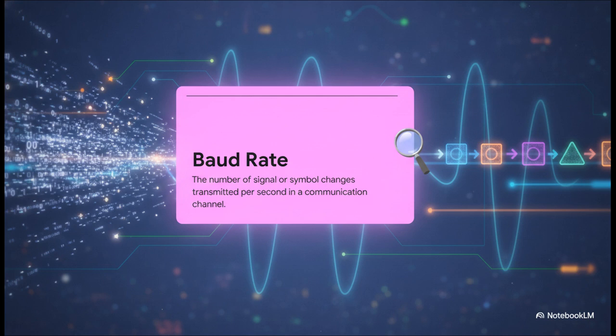Now in basic BPSK, one symbol represents 1 bit, so bit rate and baud rate are the exact same number. But in advanced M-ary systems, a single symbol can carry multiple bits. When you do that, your baud rate, the physical speed of the modulation, is actually lower than your data bit rate. Keep that in mind, it's a huge distinction.